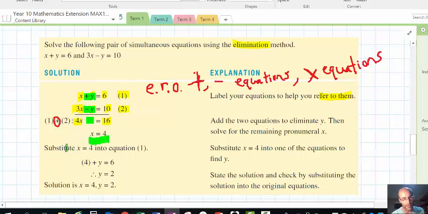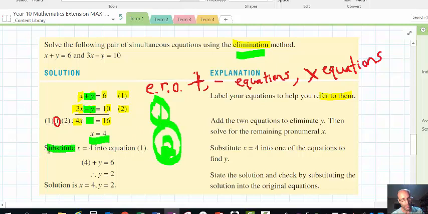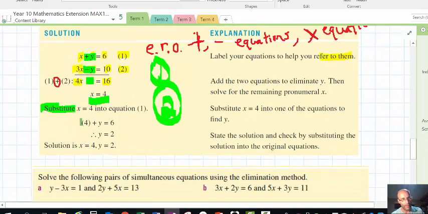Now the second part of elimination is substitution. So elimination is only for phase 1, which is here. Phase 2 involves substitution. So it's the easy part.